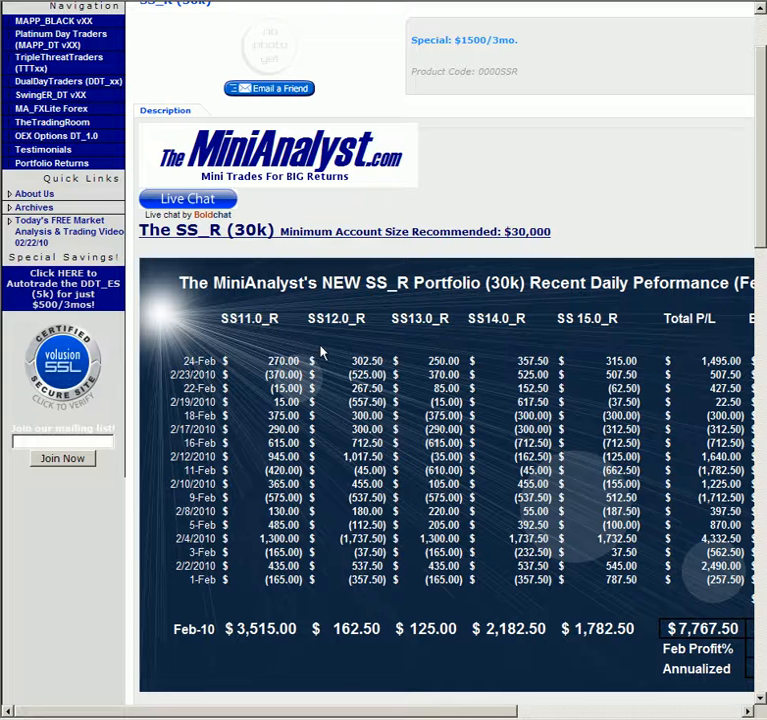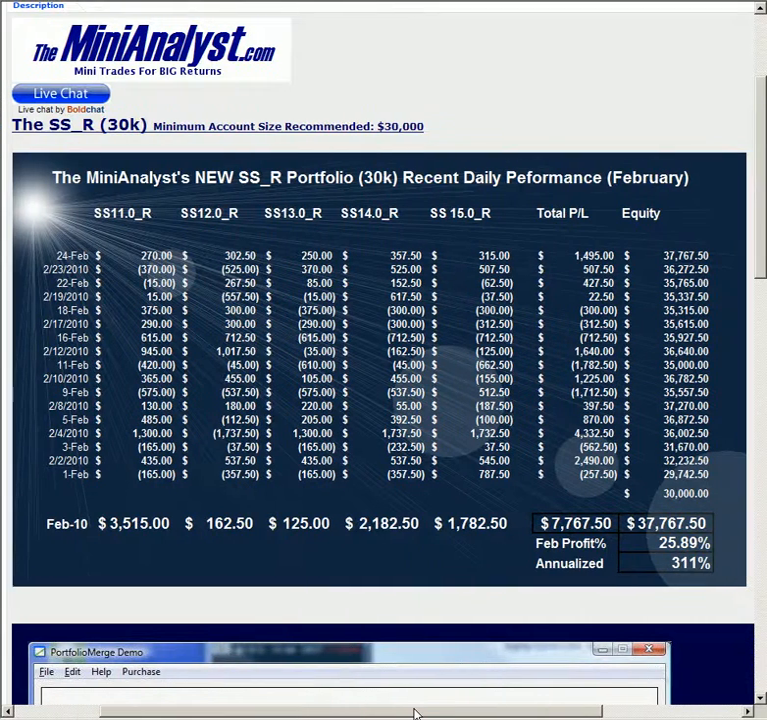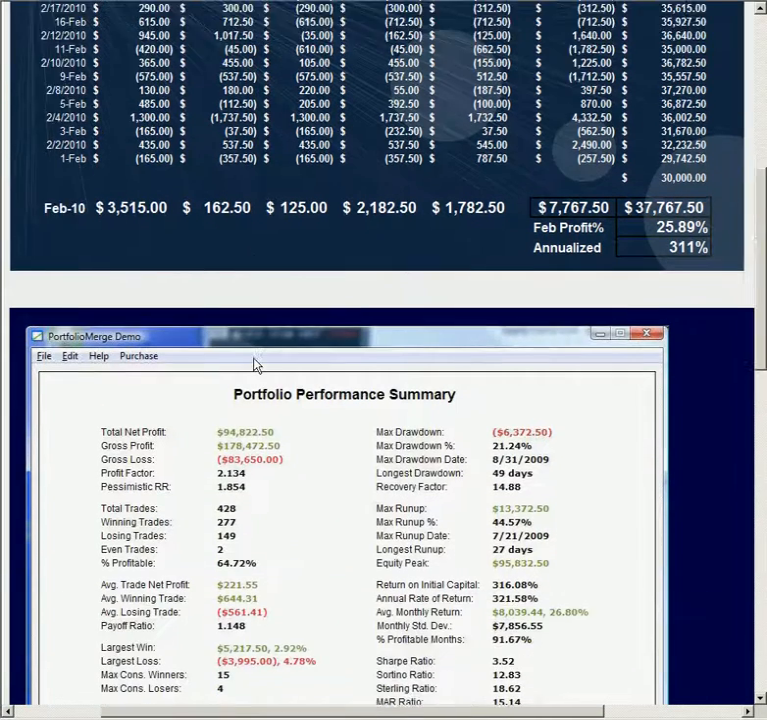As you can see, we've taken the daily profit of each system over the last month, over February, since inception, and see how it's done. As you can see, making $8,000 in February, $7,767.50 on a $30,000 account. Now, of course, it's an aggressive portfolio. If you want to add a little more funds to, say, $50,000, that's certainly doable. It gives you a little more cushion. Nevertheless, the portfolio at $30,000 has made 26% in February. On an annualized basis, that's certainly well over 311%.